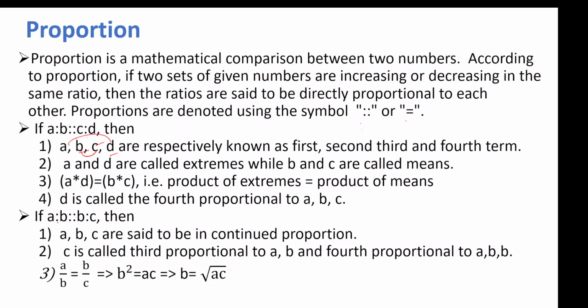Second one. If A is to B is equal to B is to C, then we say A, B, C are in continued proportion. C is called the third proportional to A and B. It implies A divided by B is equal to B divided by C. So, B square is equal to AC. It implies B is the square root of AC. Thank you.